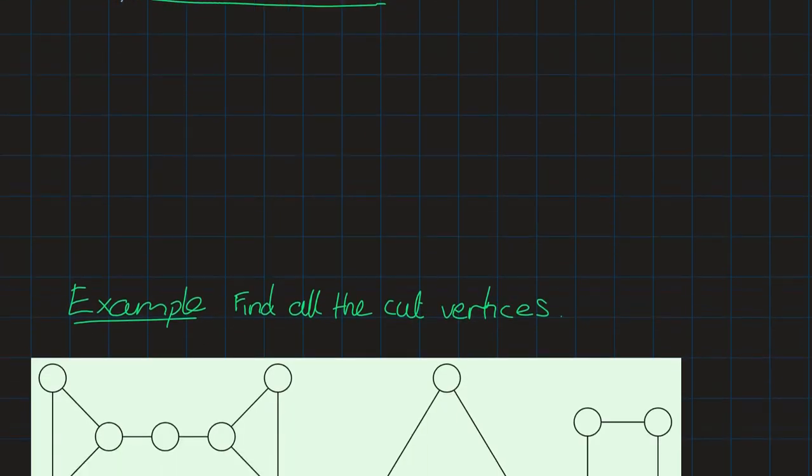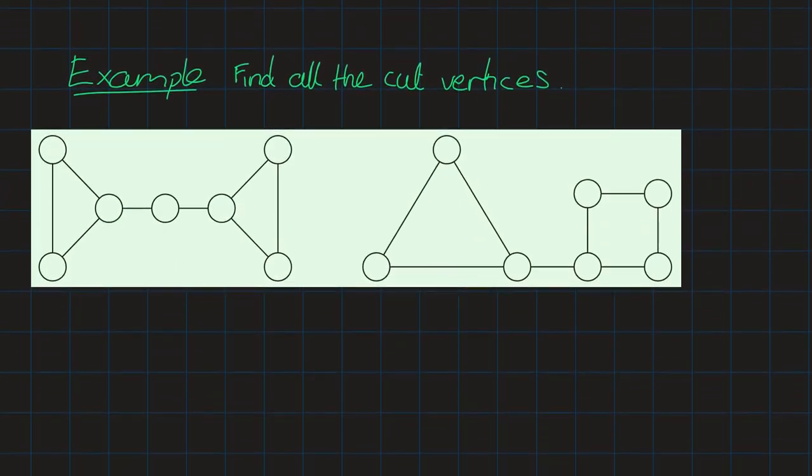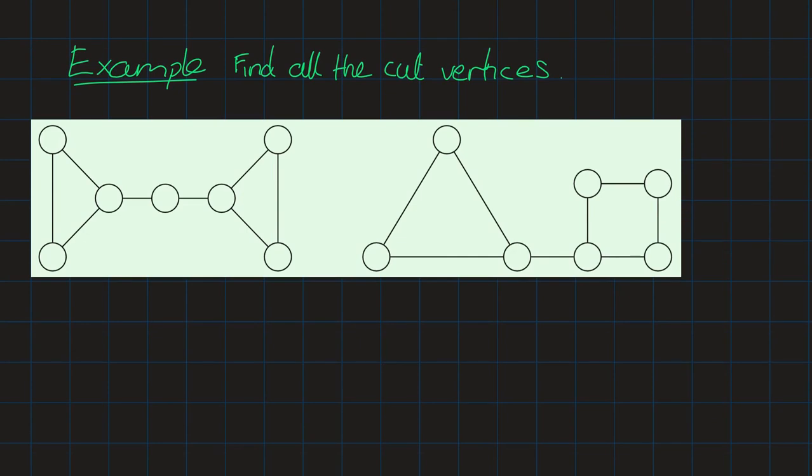So let's look at an example quickly. Find all the cut vertices. You just need to think what would happen if you delete a vertex. So this is two different problems, right? Let's do the first one first. If you deleted this vertex right here, what would happen?